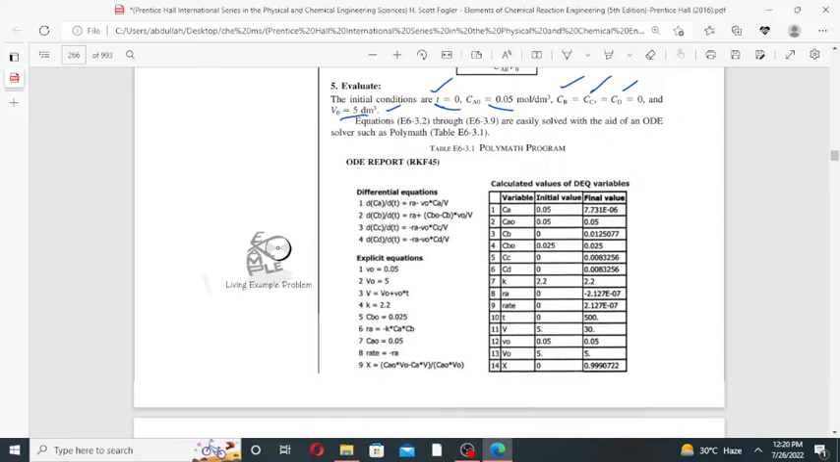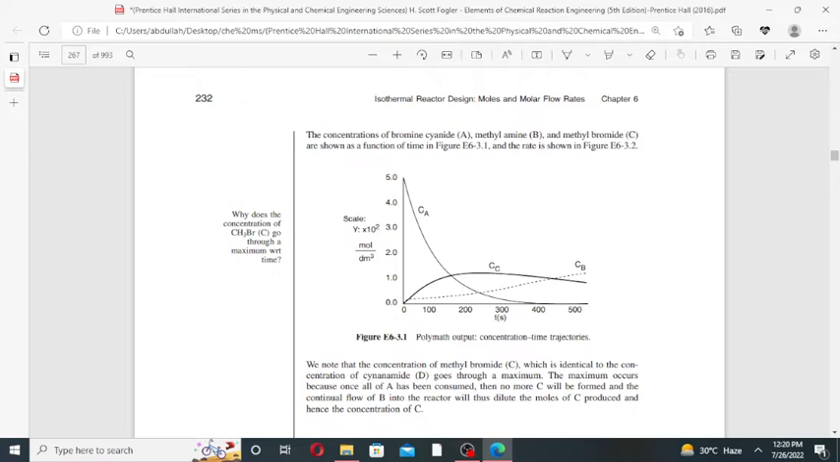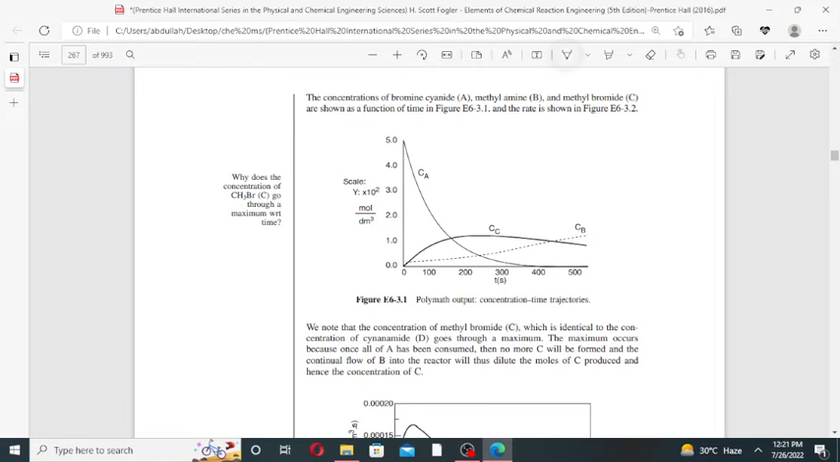So this is the Polymath result, and this is the concentration versus time graph. The initial time was 0 and the final time is assumed to be 500. It shows the concentration of A, B, C, and the concentration of component D.